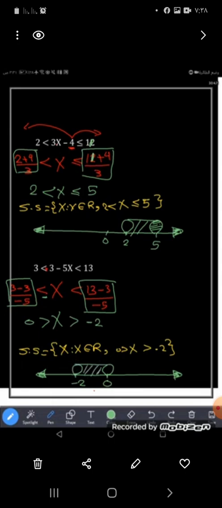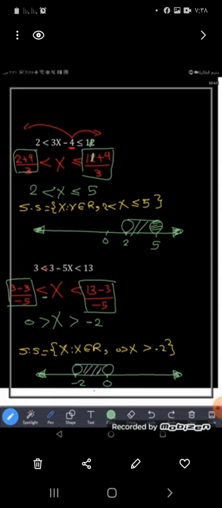Then draw the number line as it. 5 shaded circle and 2 open. Then we can make 5 closed and 2 open as it. And this is the interval. Another inequality.